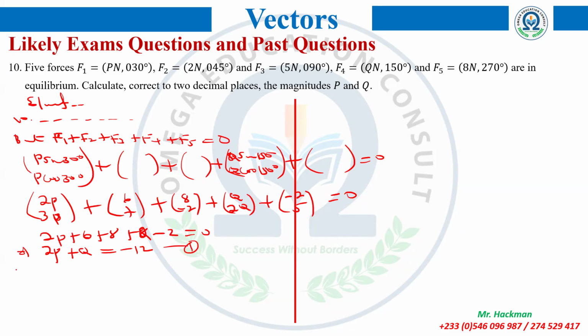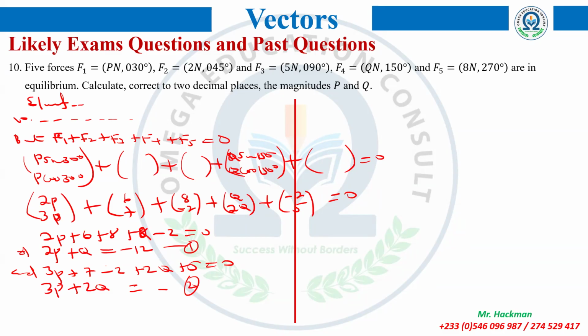Then I come in and form my second equation for the y component. So 3p plus 7 minus 2 plus 2q, plus 5 is equal to 0. Then you know what to do. Collect the terms in p and q on one side, then the other terms on the other side. Then you solve the two equations simultaneously for p and q. You are done. Is that clear?